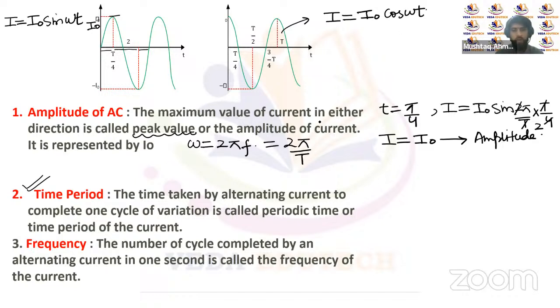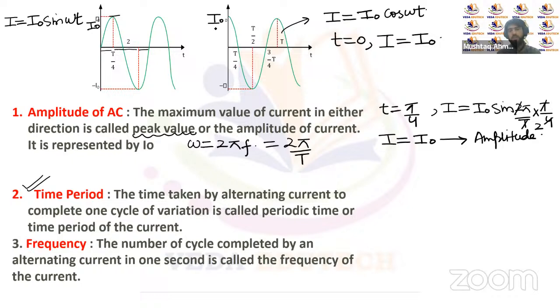AC current. Here we can see that at time t equal to 0, the current is maximum, or I is equal to I naught. The maximum current, or the amplitude of the current, is at time t equal to 0. So this is the value of I naught, correct?